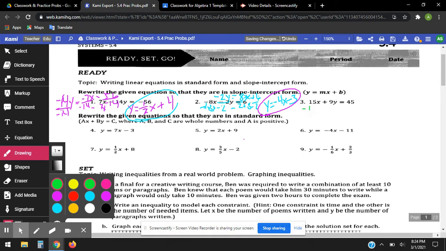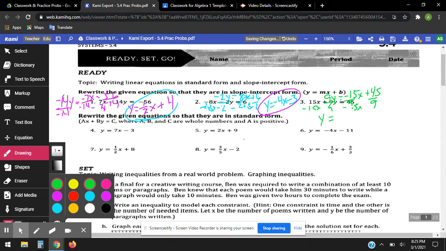All right, last one. I need to subtract my 15x. You guys should be getting the pattern of this by now. So I have 9y equals negative 15x plus 45. And then I'm going to divide everything by 9. So I have y equals 15 ninths. That's not going to divide evenly.